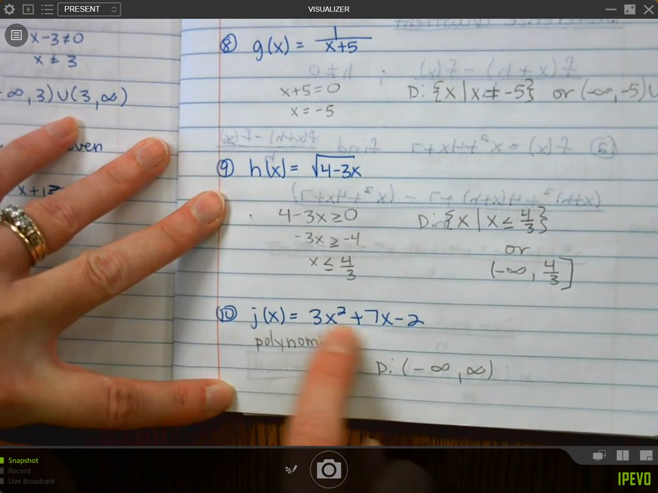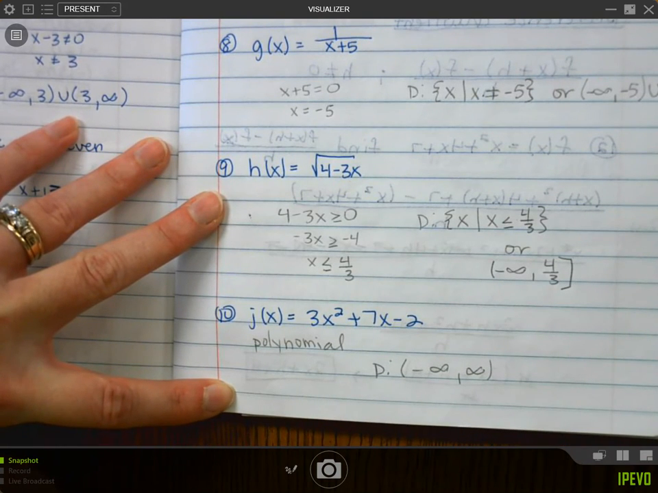All right, number 10, this is a polynomial. It does not have the 2 restrictions that we're looking for right now.